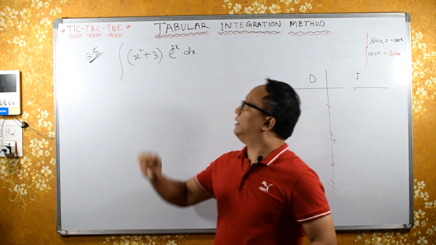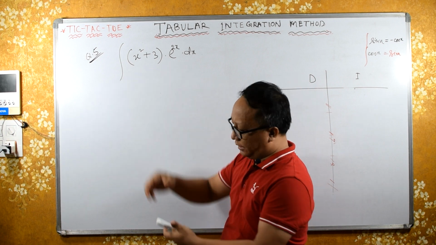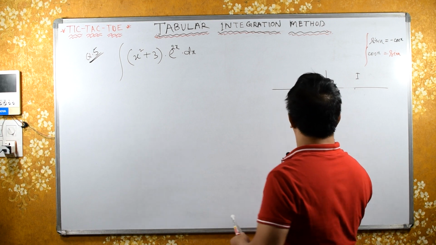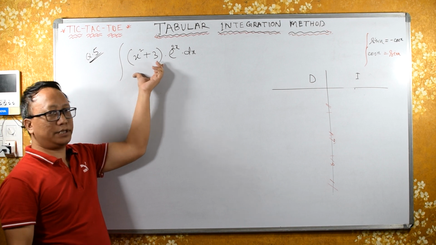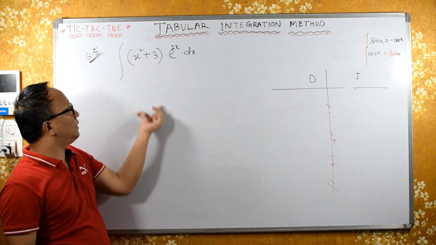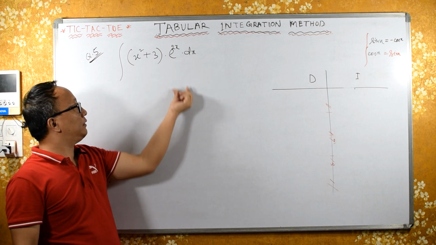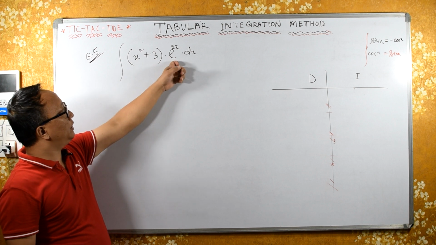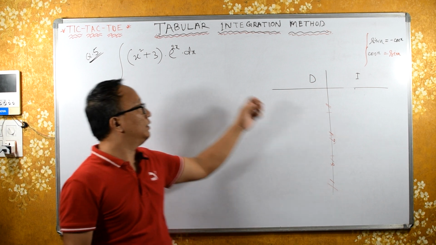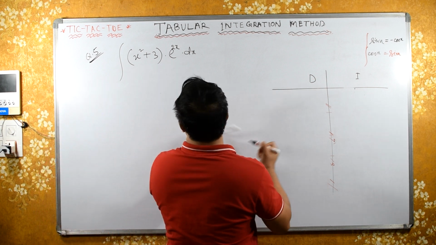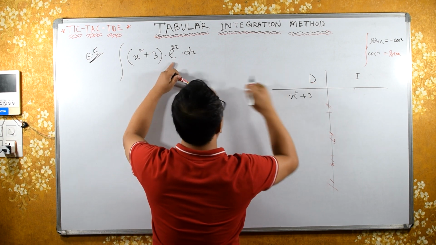Now in this integral we have x square plus 3 into e raised to 2x. Which part do we have to choose in this column, and which part in this column? Now in x square plus 3, if I differentiate, in some steps I will get 0 over here. If I differentiate the other part, it will keep on going. Therefore let's choose x square plus 3 as the D part, and integrate this term.